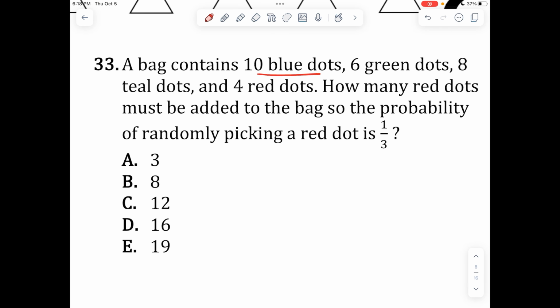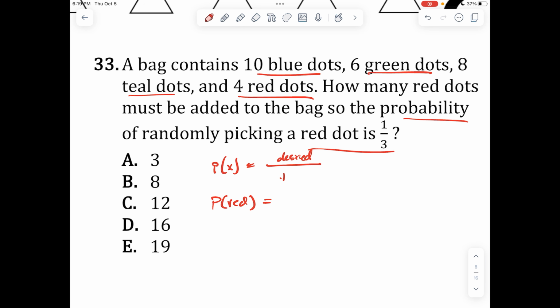A bag contains 10 blue dots, 6 green dots, 8 teal dots, and 4 red dots. How many red dots must be added to the bag so that the probability of randomly picking a red dot is 1/3? What's currently the probability of picking a red one? Let's just plug it in to the probability formula. So what's the probability formula? The probability of anything x is equal to number of desired outcomes divided by the number of total outcomes.